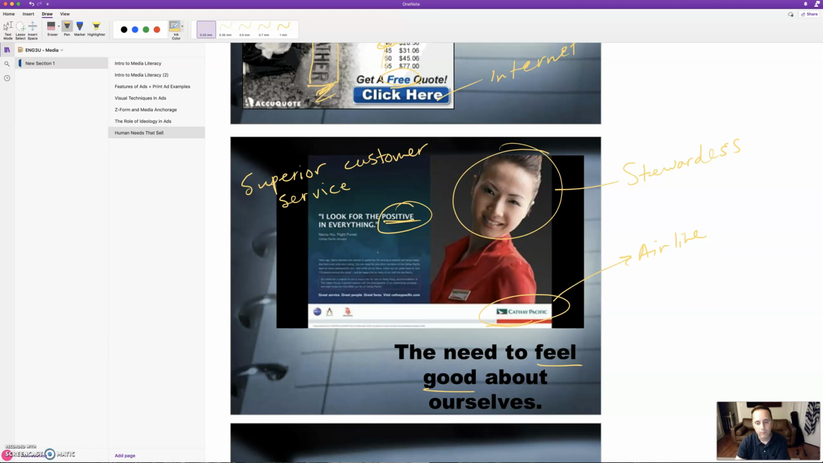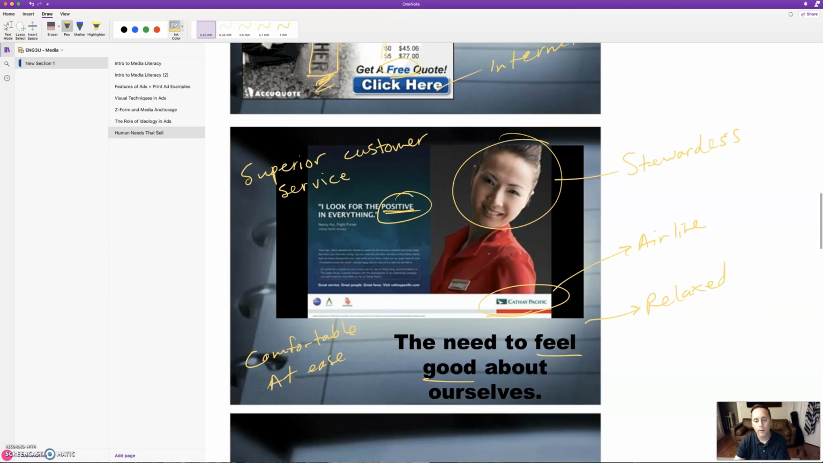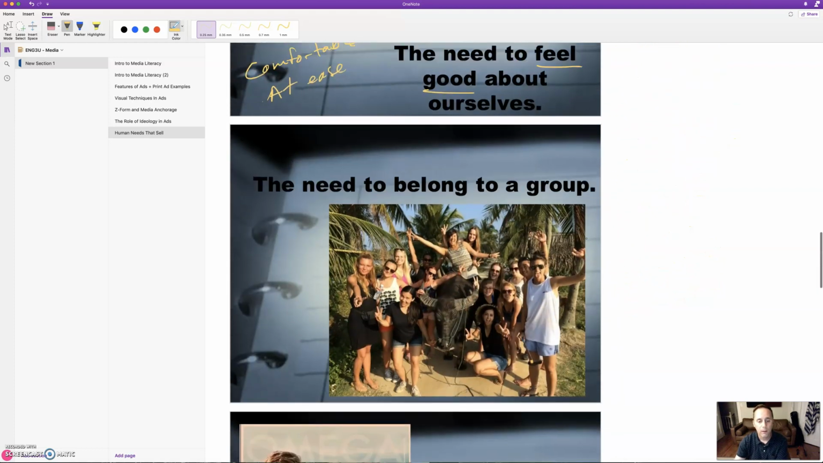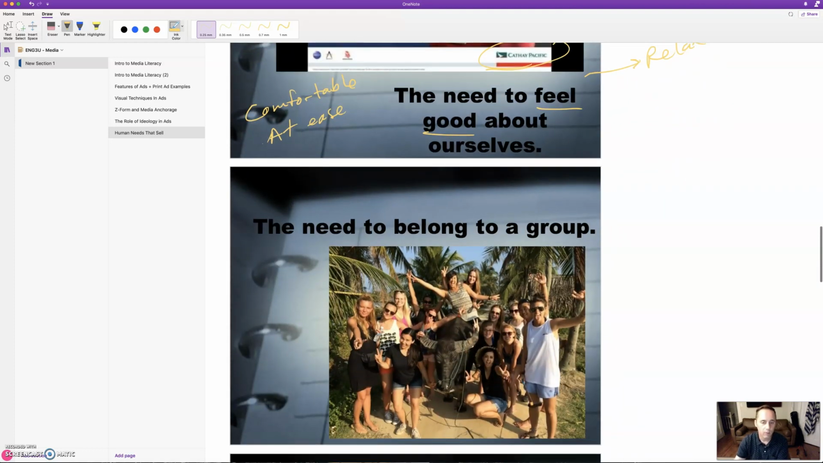And that's going to make you feel better, maybe comfortable, maybe feel at ease. And so overall, you'll have a better flight experience, more relaxed. Right? All right, and obviously, she's smiling and looking pleasant and so on. Okay, another need is the need to belong to a group.